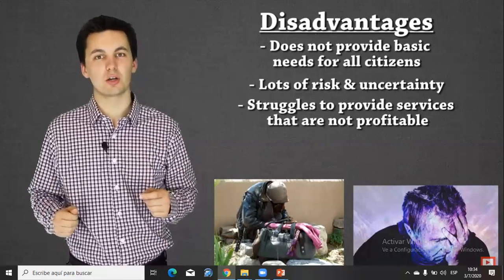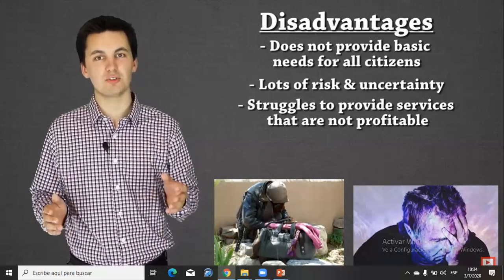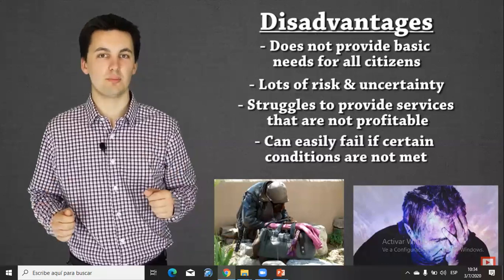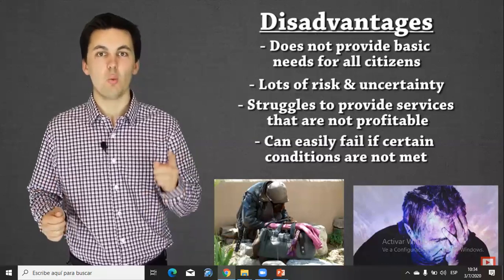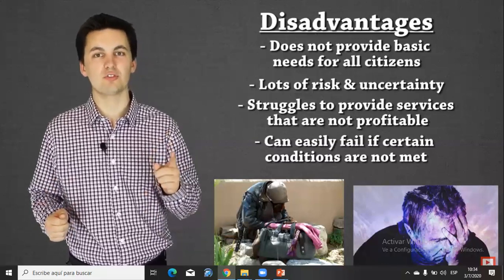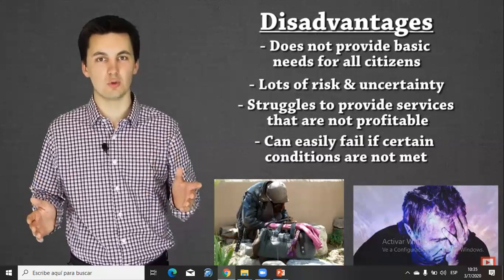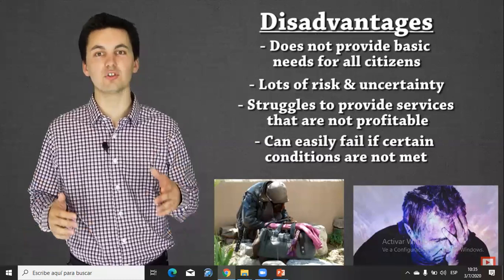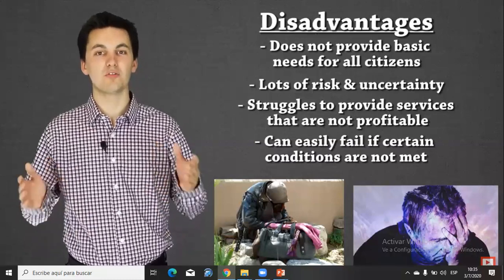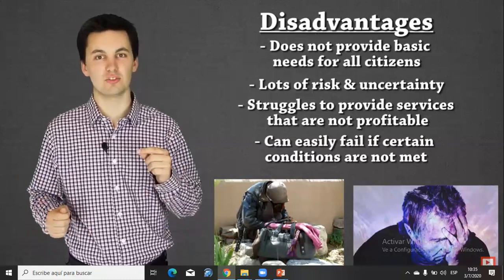Another issue that the market economy has is it is susceptible to failure. If three things aren't met, it can collapse. One of them is consumers have to be knowledgeable. They have to have an understanding of what's available to them. Same thing with businesses. They have to know who they're hiring. They have to know information so they can make the best decisions.